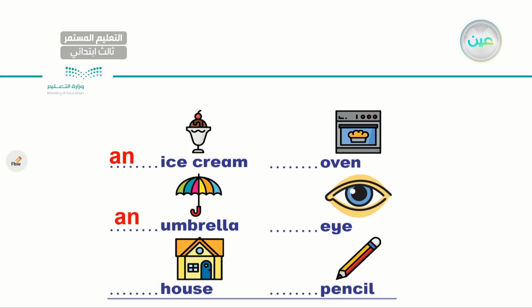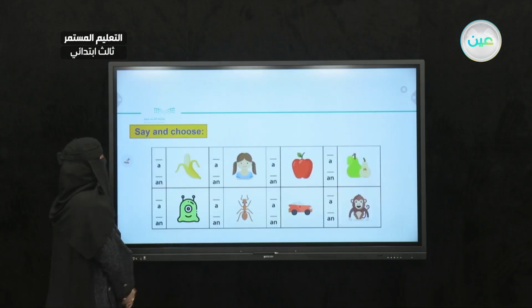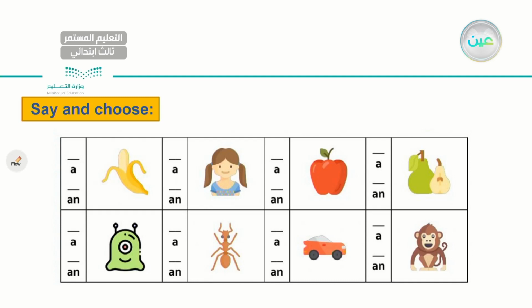Very good. Next, I have house, a house, oven, an oven, eye, an eye, pencil, a pencil. Remember, we must have one of each, only singular nouns, okay? Now, help me to choose. I have banana, girl, apple, pear, I have a monster, I have ant, car, and a monkey.